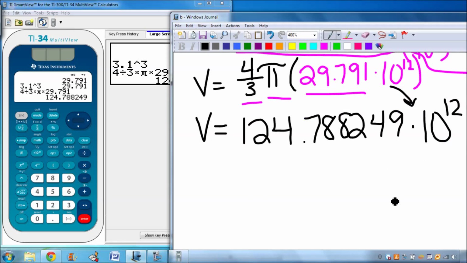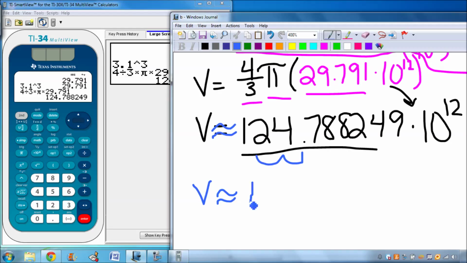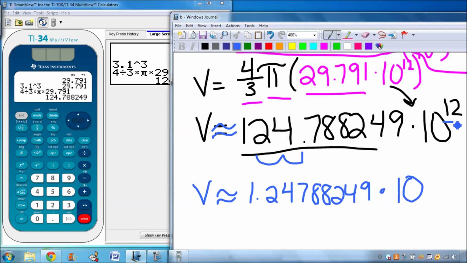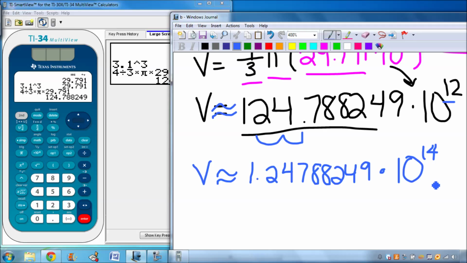Now this number is too large, it's not between 1 and 10, so I'm gonna have to move my decimal place over twice. So I get V, which should be approximately equal to 1.24788249. If I move this over twice, this 12 should get 2 bigger, so it should become 14. So it's times 10 to the 14th power.